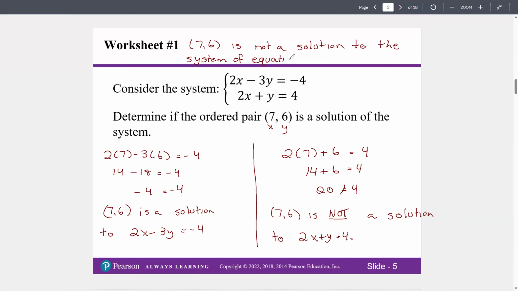And if you remember when we went back, we did graph these two intersected at 1, 2. That is the only solution that we have there. So you can find other points that may be a solution to one line or to the other line, but if they're not a solution to both lines, then it is not a solution. So a point has to be a solution to both lines. Or in the case of 3 lines or 4 lines, it has to be a solution to all of our lines in the system of equations.